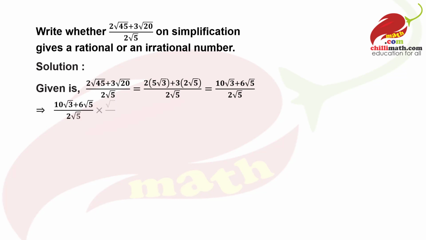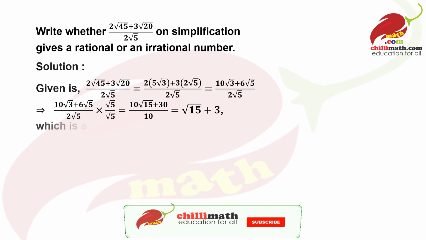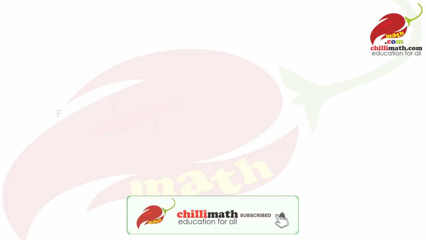It implies (10 square root of 3 plus 6 square root of 5) divided by 2 square root of 5, multiplied and divided by square root of 5, equals (10 square root of 15 plus 30) divided by 10. After cancelling 10, the answer is equal to square root of 15 plus 3, which is an irrational number.